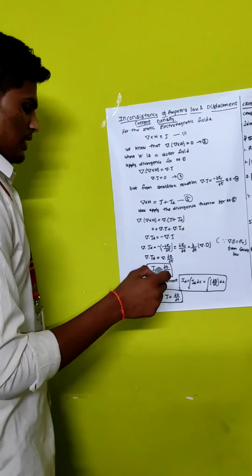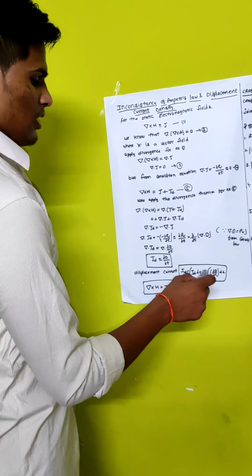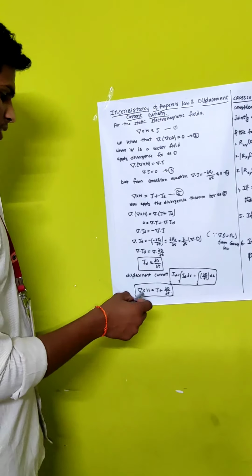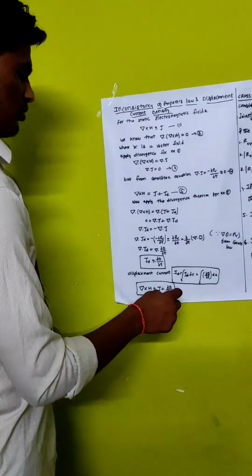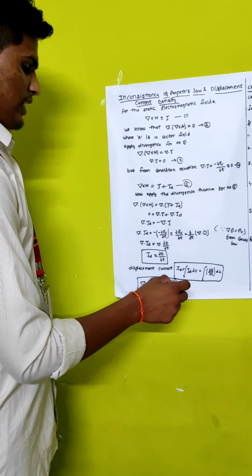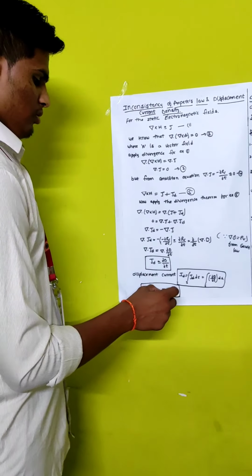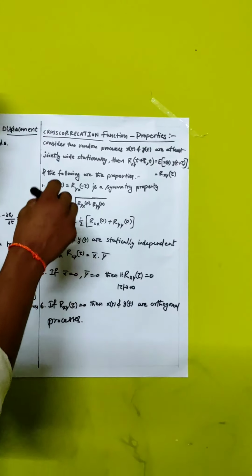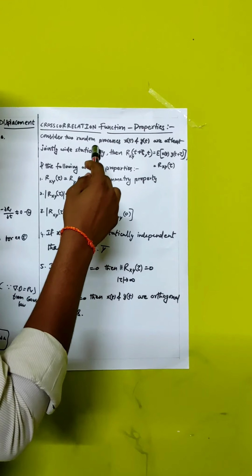Here the displacement current ID is equal to the integral of JD dot dS. We know that JD is equal to dou D by dou t, so ID is the integral of dou D by dou t dot dS. This equation, del cross H is equal to J plus dou D by dou t, is also called Maxwell's third equation for time varying fields. Here J is the current density and JD, equal to dou D by dou t, is the displacement current density.